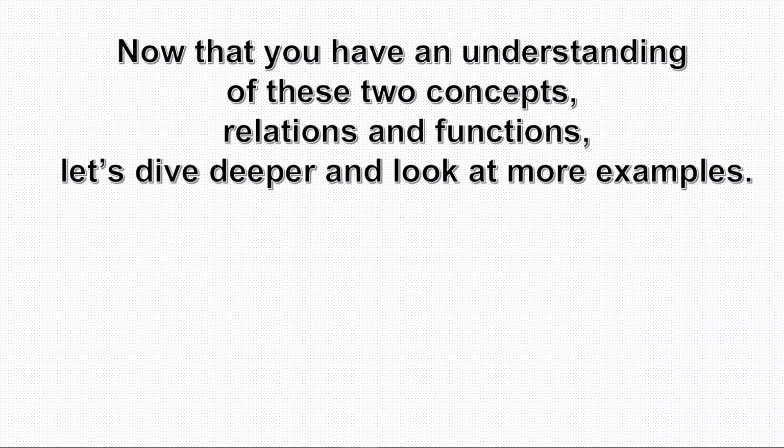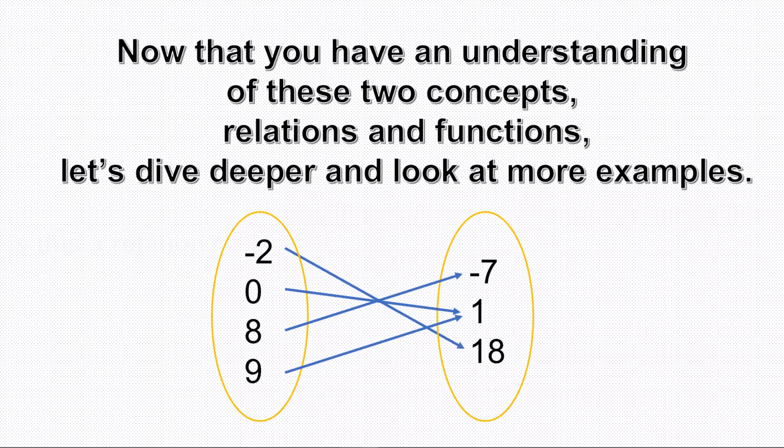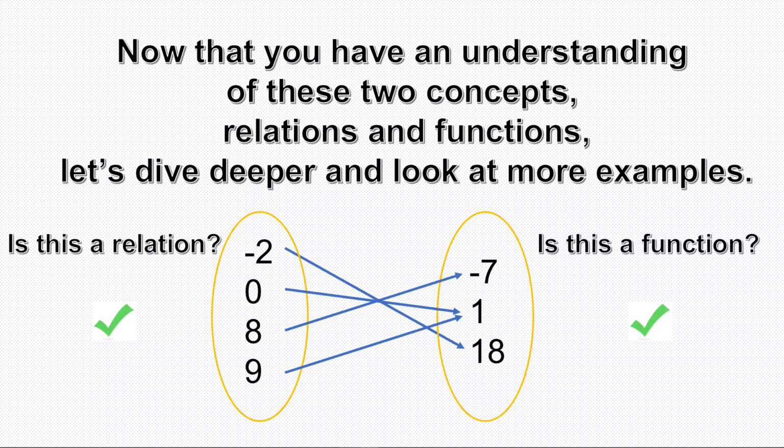Now that you have an understanding of these 2 concepts, relations and functions, let's dive deeper and look at more examples. Is this a relation? Yes, it is. There are arrows from each value on the left pointing to the values on the right. Is this a function? Yes, it is. Each value on the left has only 1 arrow coming out of it. The value 1 on the right has 2 values pointing to it, but that is okay.